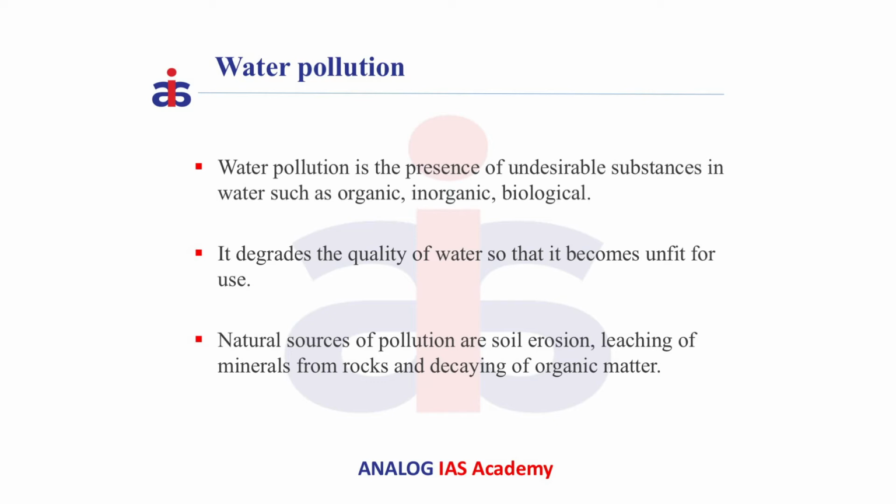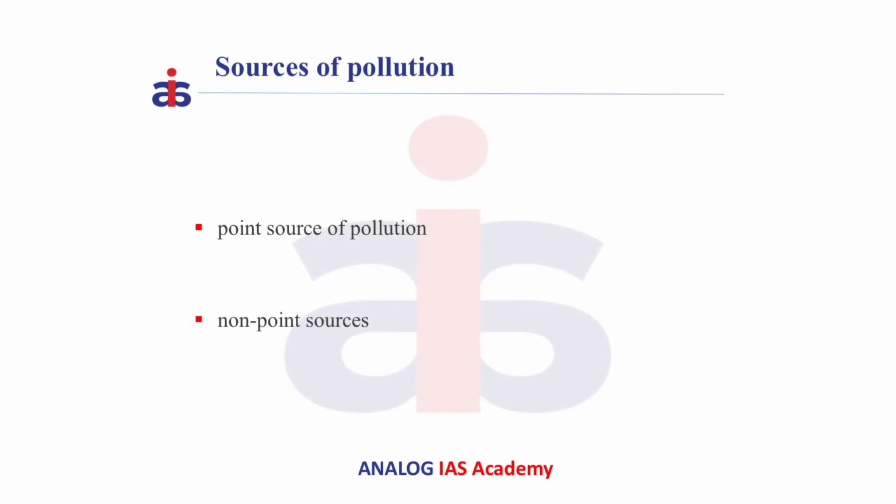The natural sources of pollution are soil erosion, leaching of minerals from rocks through acid rain, and decaying of organic matter. There are both point and non-point sources of pollution. When pollutants are discharged from a specific location, such as a drain pipe carrying industrial effluents that discharge directly into a water body, it represents a point source of pollution. In contrast, non-point sources include discharge of pollutants from diffused sources or from a larger area such as runoff from agriculture fields, grazing lands and construction sites.